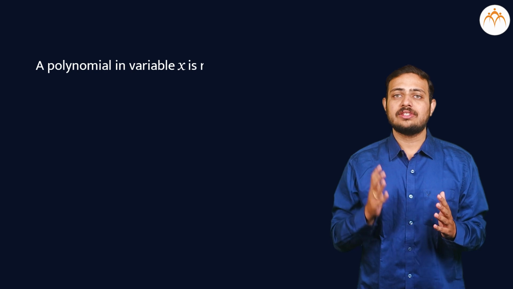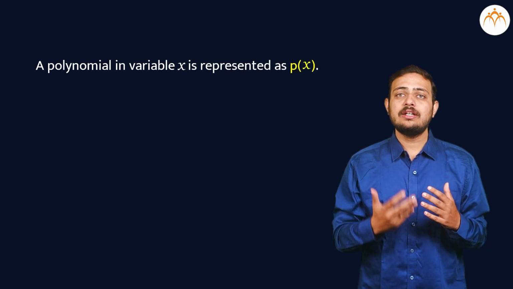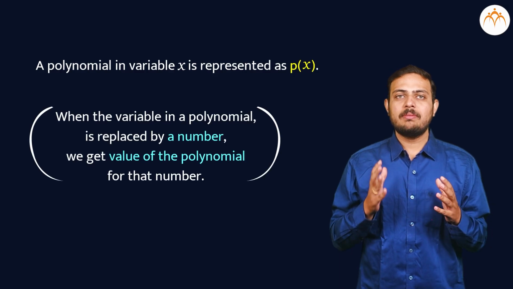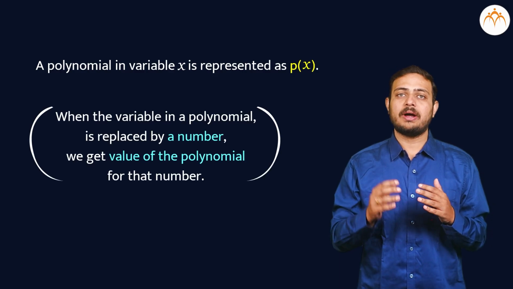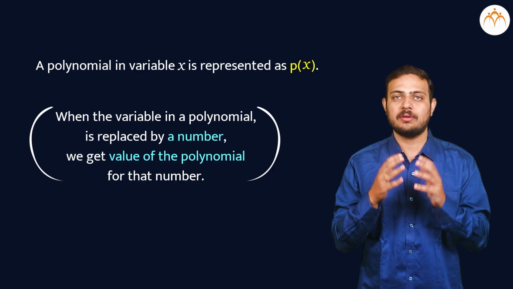A polynomial in variable x is represented as p(x). Now let's learn to find the value of a polynomial. When the variable in a polynomial is replaced by a number, we get the value of the polynomial for that number.